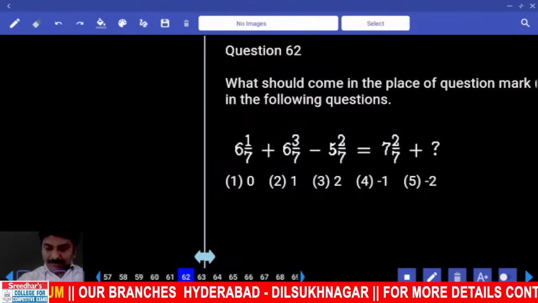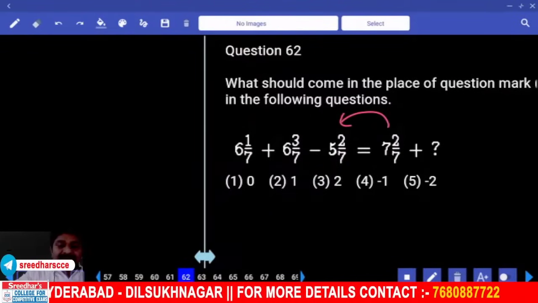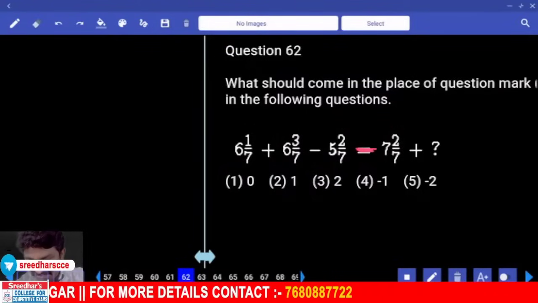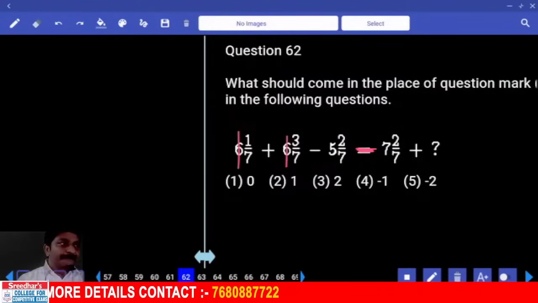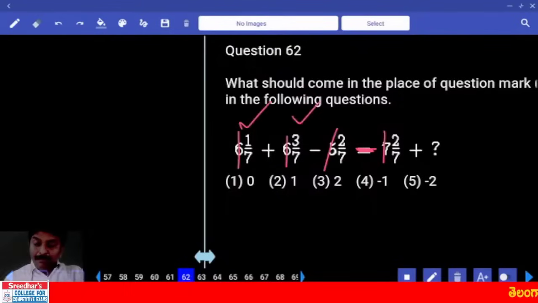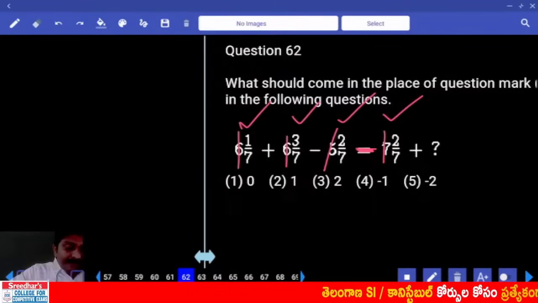Yes. Okay. 7 2 by 7 comes to left hand side, becomes minus 6 plus 6 minus 5 minus 7 cancel. 1 by 7, 3 by 7, minus 2 by 7, minus 2 by 7, 4 by 7, minus 4 by 7, cancel. Answer 0.